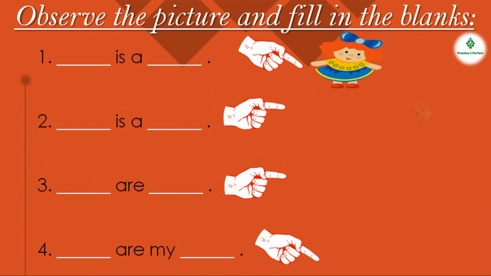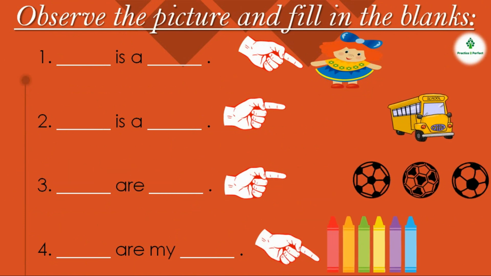In this question, you have to observe the picture and fill in the blanks with this, that, these or those, and also the singular or the plural noun. Let me explain with an example. If you observe the first picture, you will see that the object is just one doll and it is near to my finger. So, the first blank will be filled with this, because this is used for a singular object which is near.